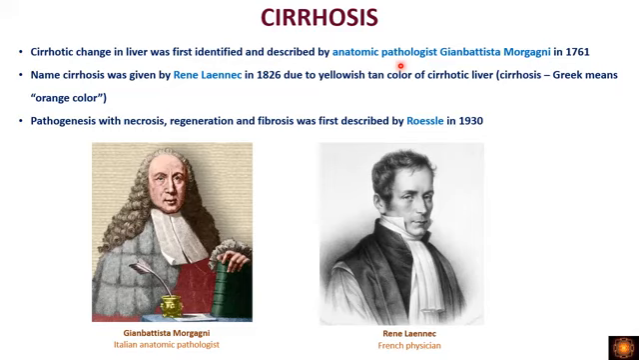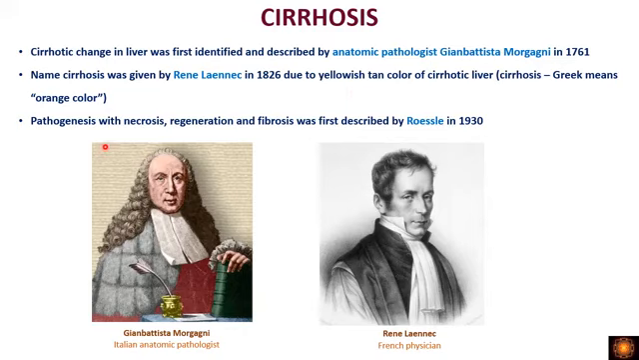He described these changes, but he did not give the name or the term cirrhosis. Later on, René Laennec was the person who used the term cirrhosis. In Greek, cirrhosis means orange color. He gave this term probably because he was seeing the cirrhotic changes in the fatty liver, where we have a yellowish tinge. When he observed the cirrhotic change, it was yellowish tan in color, so he used the term cirrhosis.